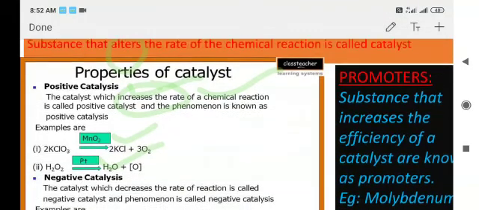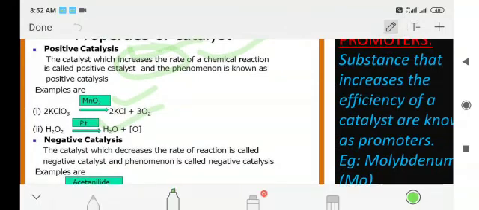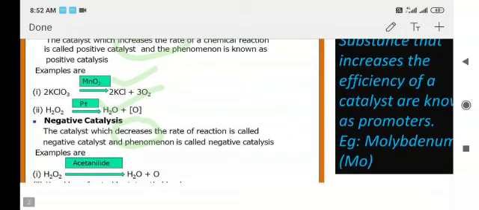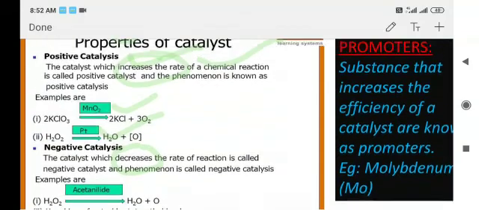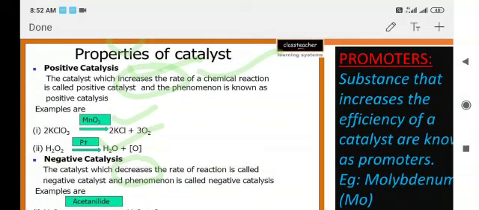Now the second one is a negative catalyst. From the name itself, I think things are very clear for you. Negative catalysts are substances that decrease the rate of the reaction. Here, acetanilide is given as an example. Alcohol is also an example. Phosphoric acid is also an example of a negative catalyst. Learn at least one example by heart. The positive catalyst increases the rate of the reaction, and the negative catalyst decreases the rate of the reaction.